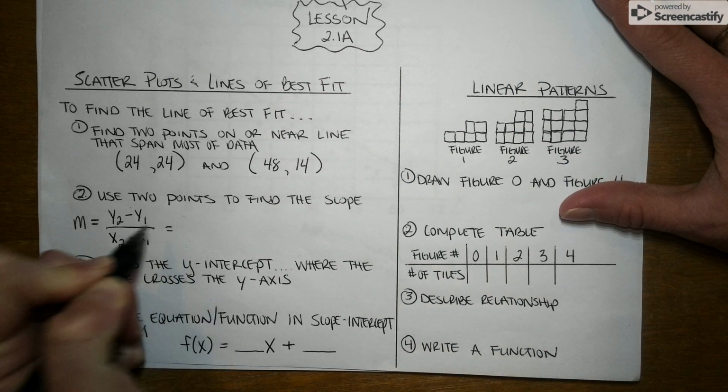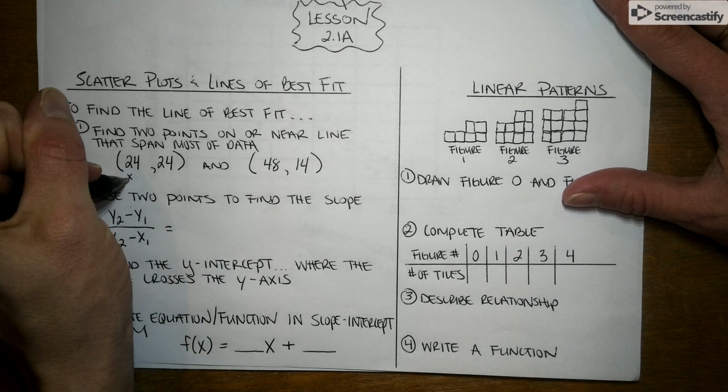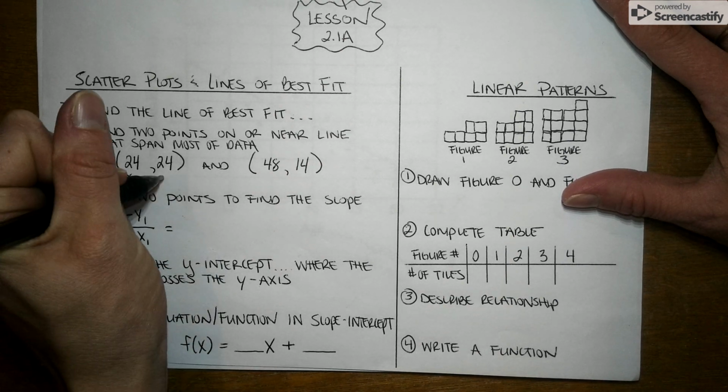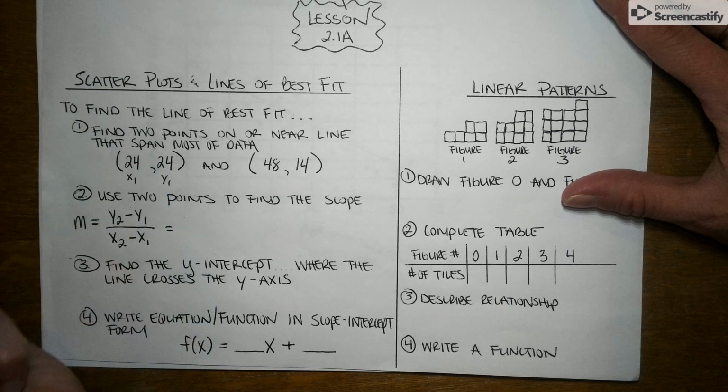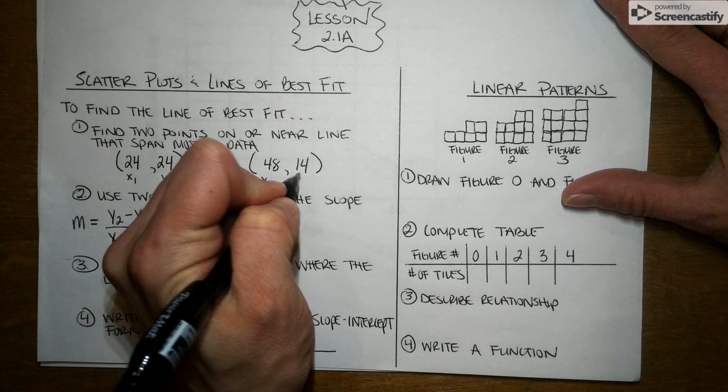Before I start using this formula, I'm just going to label my points up here. I'm going to call this x1 and this y1. And for the second coordinate point, I'm going to call 48 x2 and 14 y2.